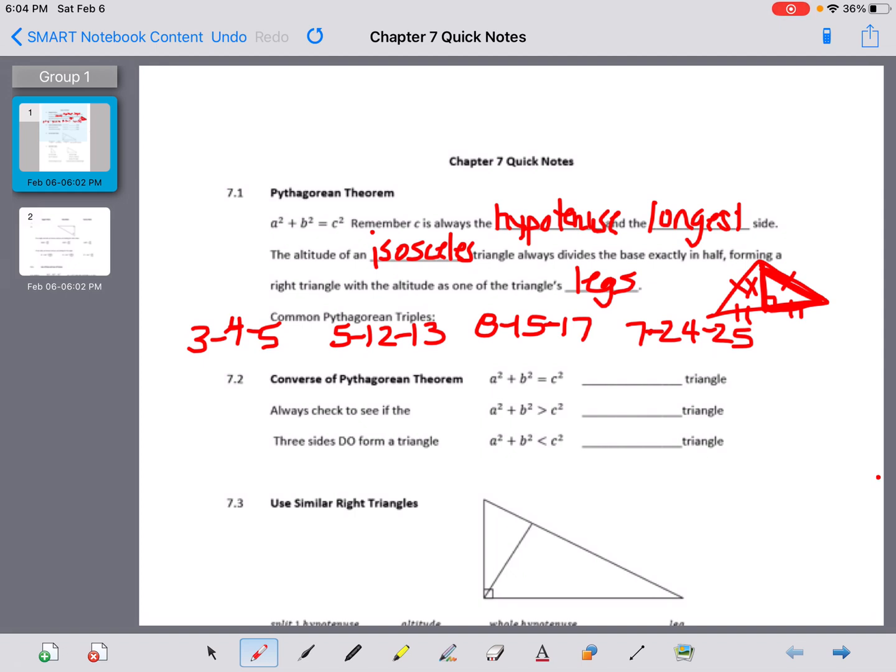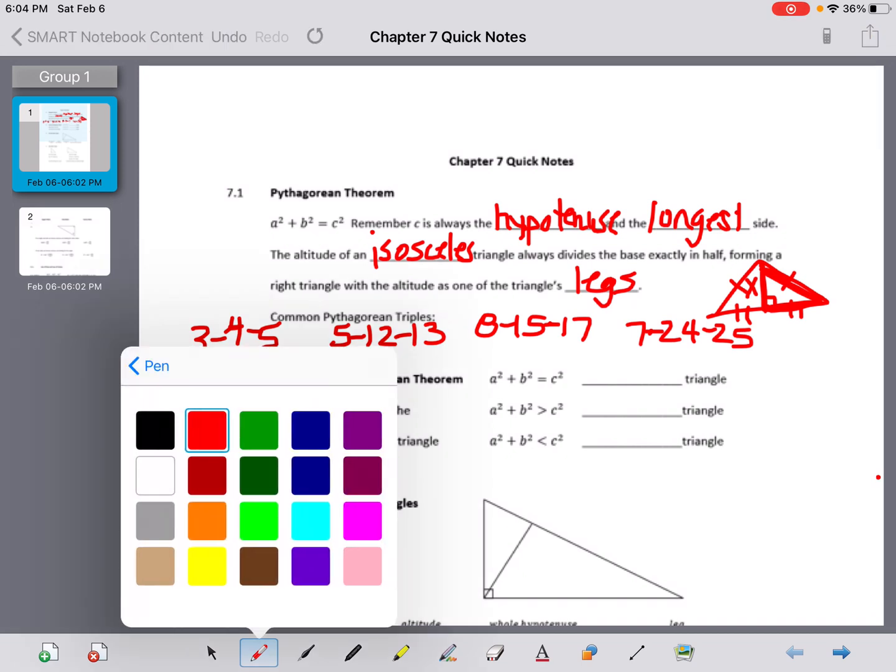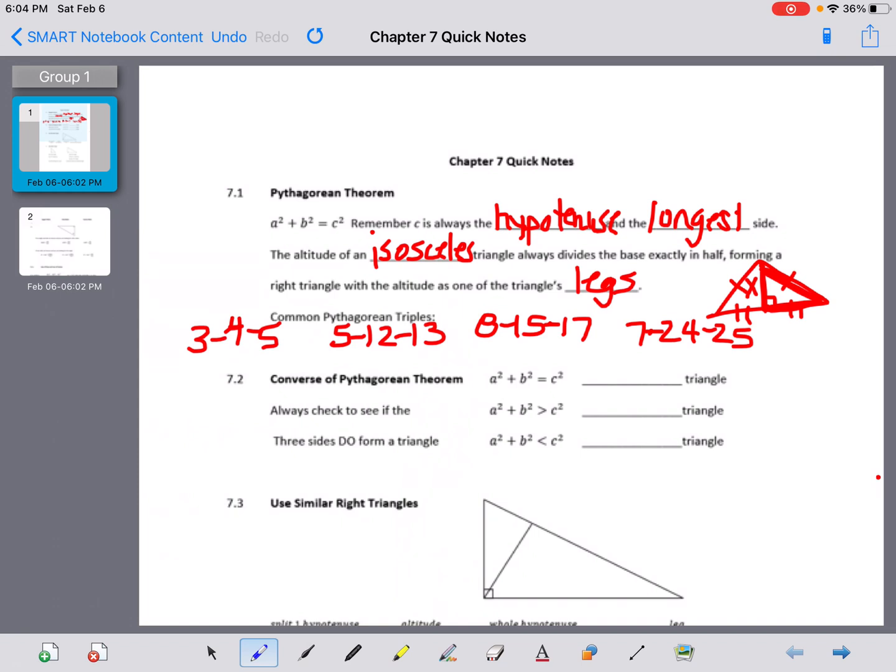And remember, you can take like the 3, 4, 5 and you can triple it. So you could make the 9, 12, 15. You could take it times 10, the 30, 40, 50, right? So you can always find new triples off of these by multiplying them all by the same number. All right, that was 7.1. Key thing, remember a squared plus b squared equals c squared.